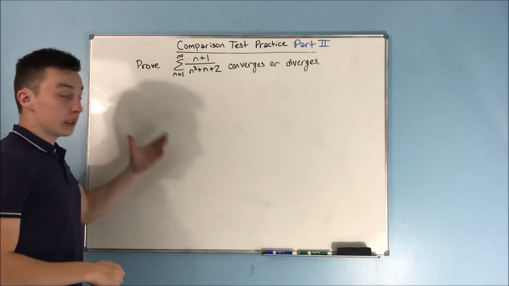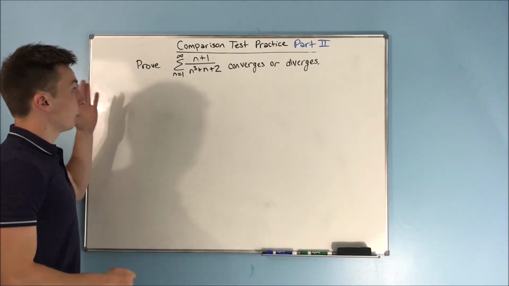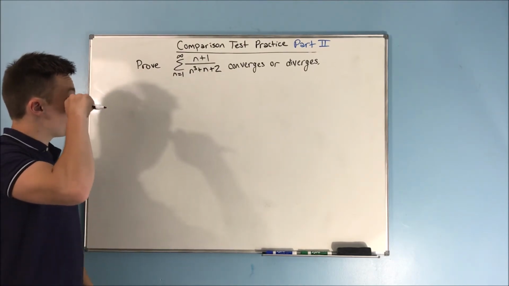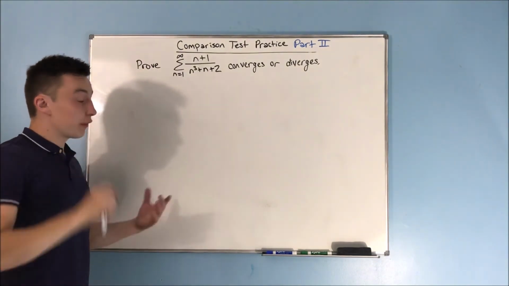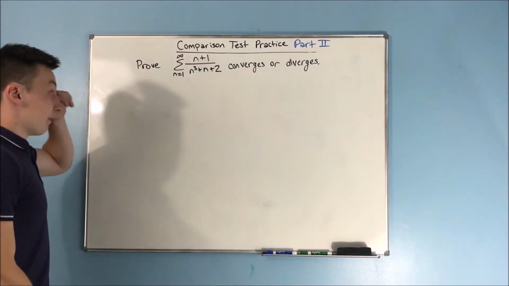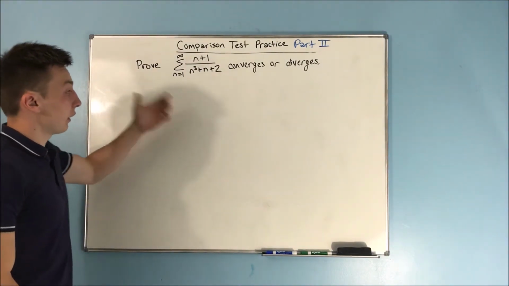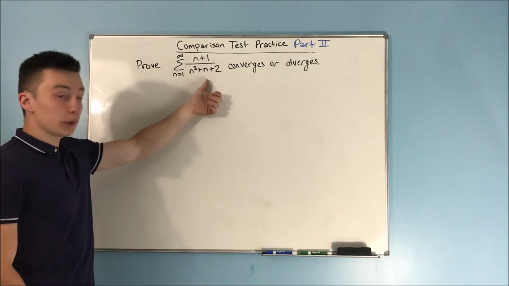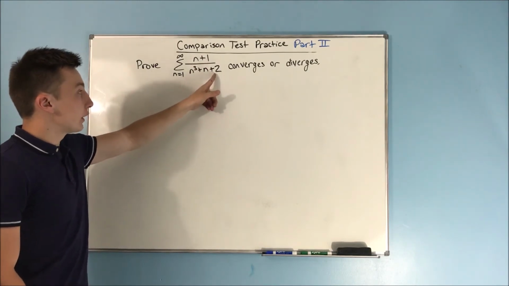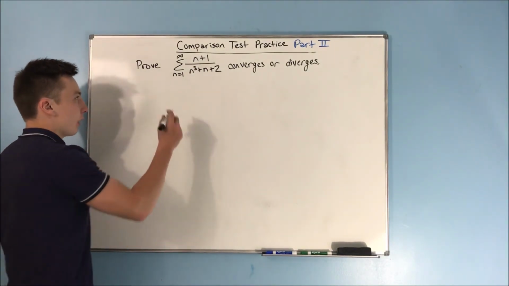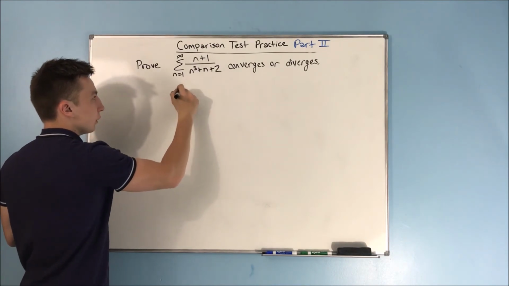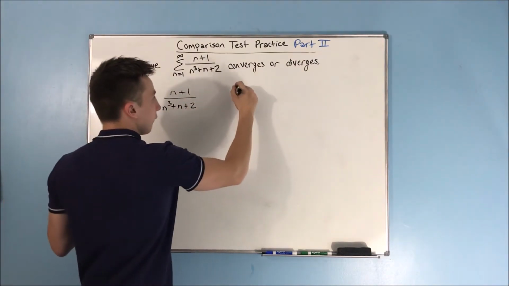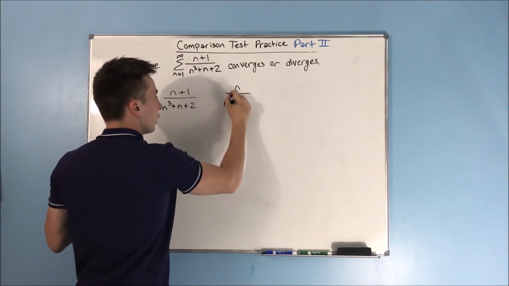Alright, we have our next problem up on the board here. We want to prove whether the series, the sum from n equals 1 to infinity of n plus 1 over n cubed plus n plus 2, converges or diverges. For this series, we can actually get rid of multiple things. We can get rid of the 1 and the 2 in our comparison, and then we're left with n over n cubed plus n.